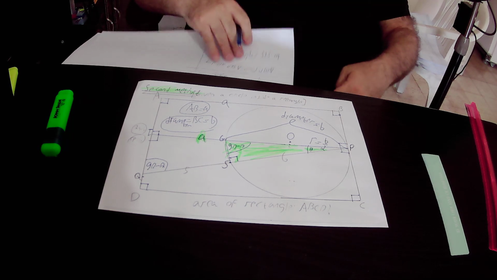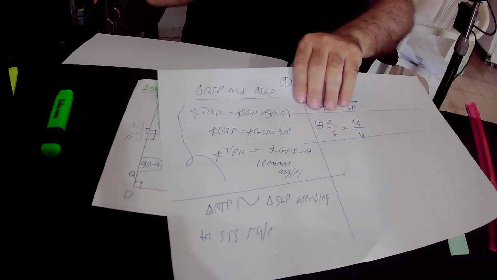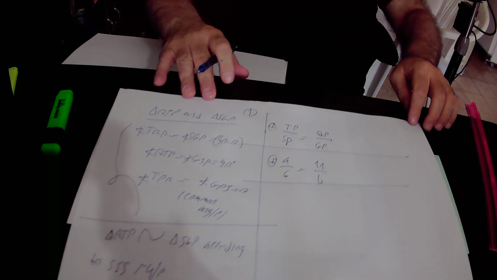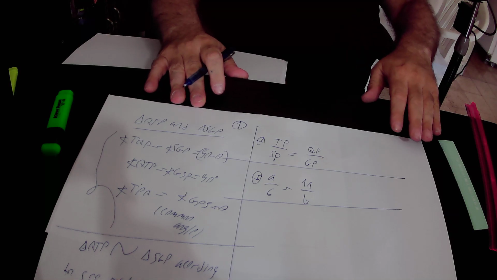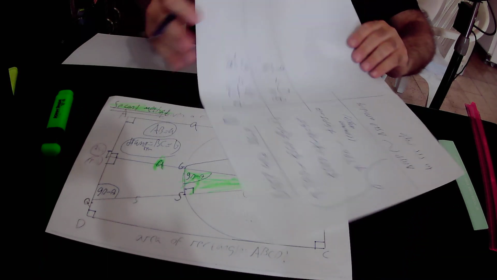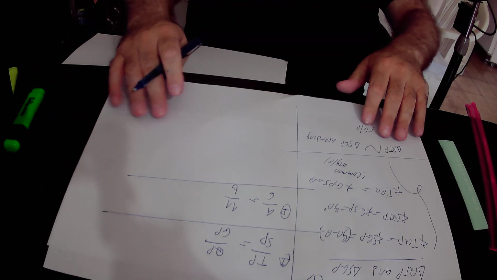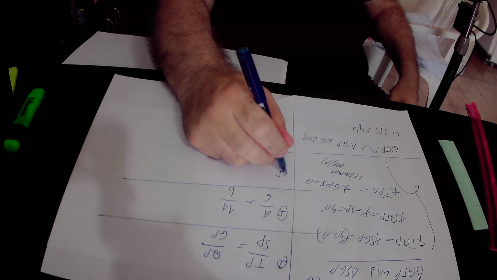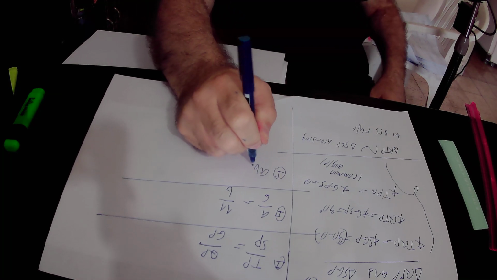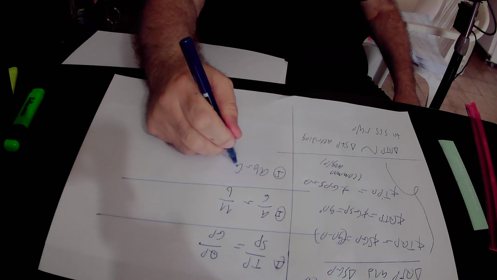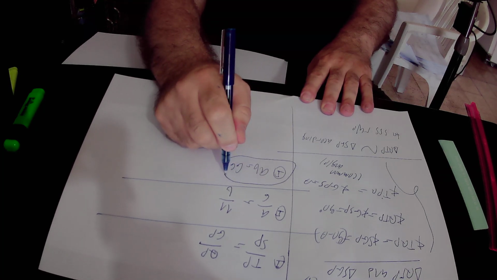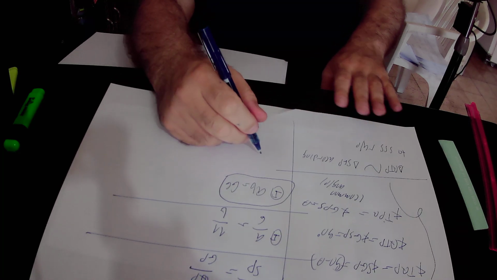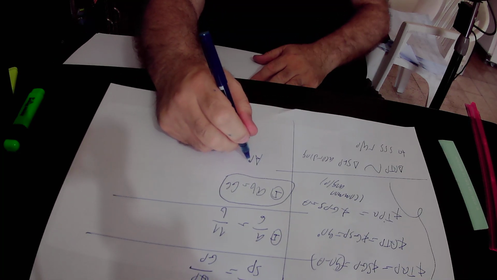So in conclusion, we found out that A over 6 equals 11 over B. Here we cross multiply this equation, equation number 1, and we get that according to equation number 1, A times B equals 11 times 6, that is 66. So AB equals 66 according to equation number 1.